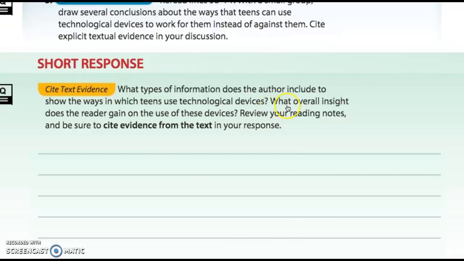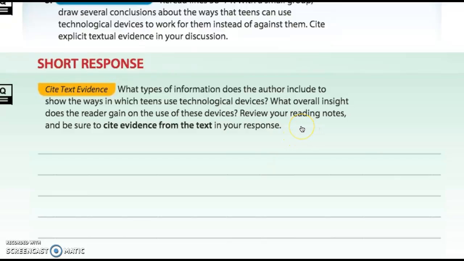So by the end of it, what's the overall information that the author gave you on using these devices? Was the overall information good? Was the overall information bad? Or was it a good mix of both? Review your reading notes and be sure to cite evidence from the text in your response.